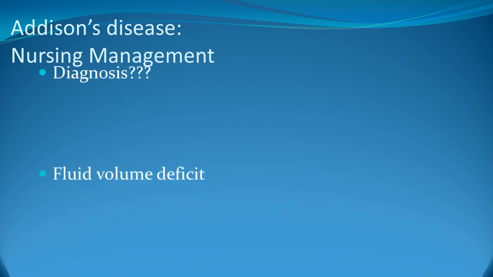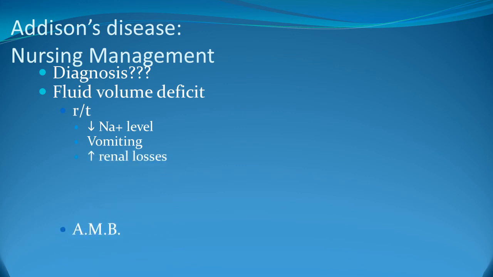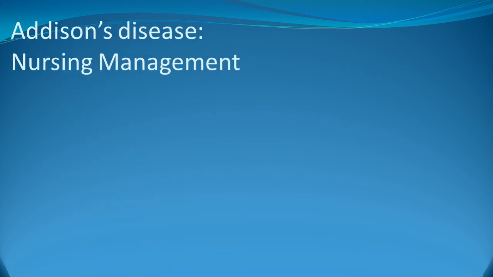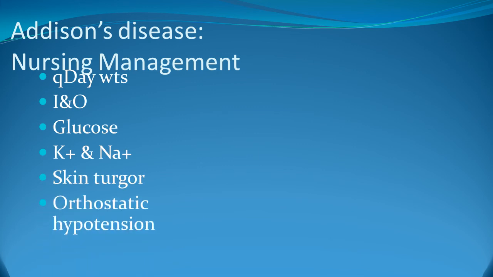So the management in ITU includes diagnosing the patient. Fluid volume deficit needs to be treated, and there may be decreased sodium level, so one needs to monitor and treat accordingly, with fluid restriction. If there is vomiting, it needs to be treated. Increased renal losses and poor skin turgor, weight loss or static hypertension. So ITU management includes daily patient weight, input and output charting, glucose monitoring, keeping an eye on sodium and potassium, skin turgor, and orthostatic hypotension.